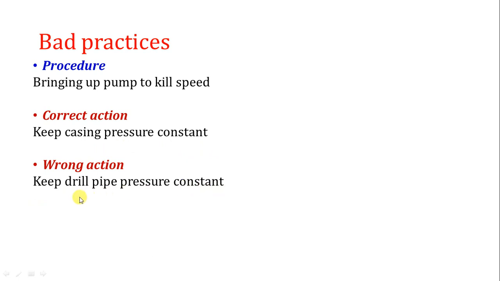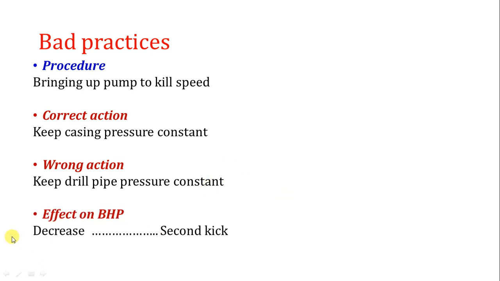If you kept the drill pipe pressure constant, while you are starting the pump from zero to kill rate, the drill pipe pressure will increase from shut-in drill pipe pressure to reach the ICP. So if you keep the shut-in drill pipe pressure constant, this means you have to open the choke, and at this time you will decrease the bottom hole pressure and get a second kick.